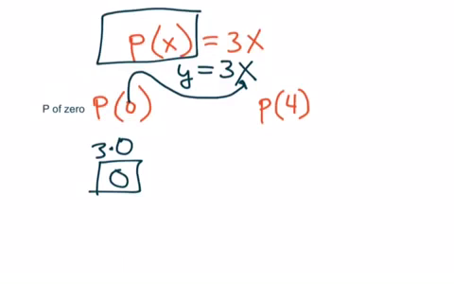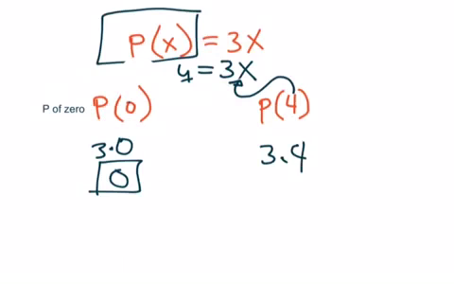Next question says to find p of 4, so we're taking the number 4, filling it in for x, and you get 3 times 4, which is 12. So with this function notation, we're just simply filling numbers in.